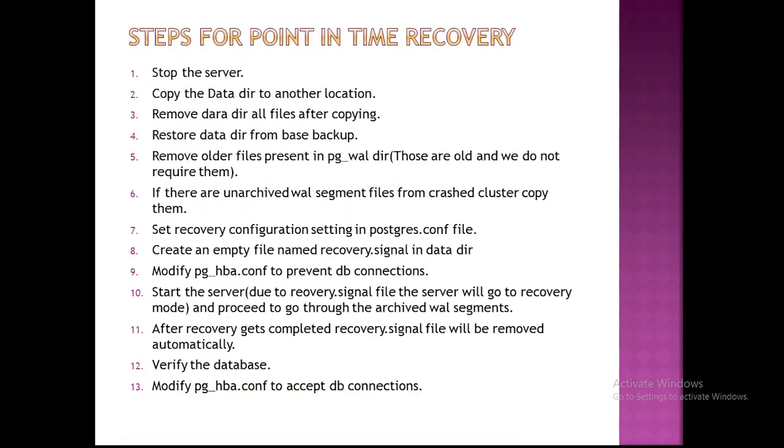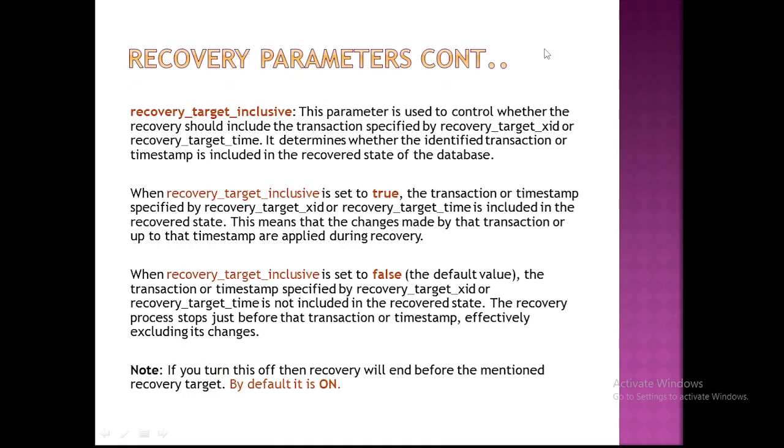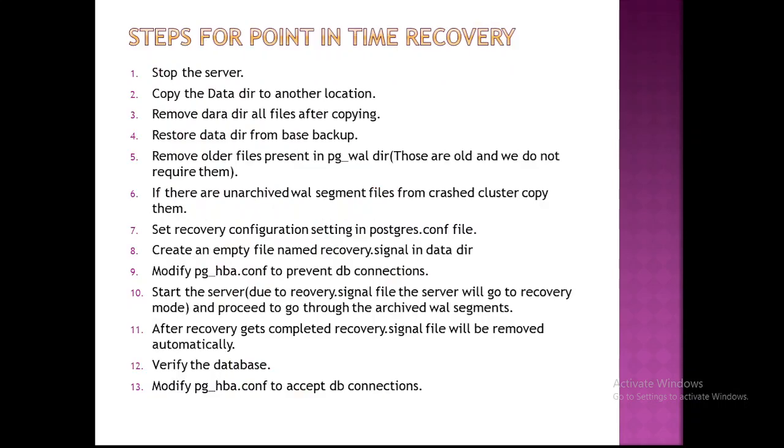So this is all about the parameters for recovery, and now let's talk about the steps for point-in-time recovery. First we need to stop the server, copy the data directory to another location, and remove the data files. We are doing those in our lab. So we remove the data directory, and then restore the data directory from the base backup with the pg_restore command or any other command.